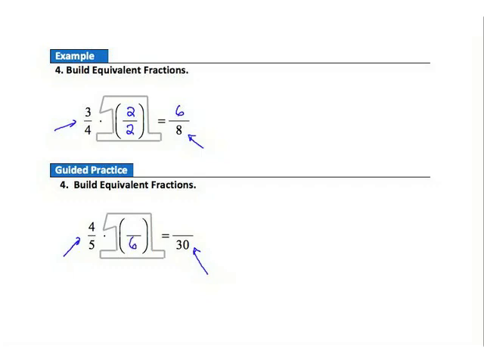And if I multiply the denominator by 6, I want to multiply the numerator by 6 as well, so that I make sure I'm multiplying by a fraction that's equal to 1. When I multiply the numerators together, 4 times 6 gives me 24. So 4/5 and 24/30 are equivalent fractions.